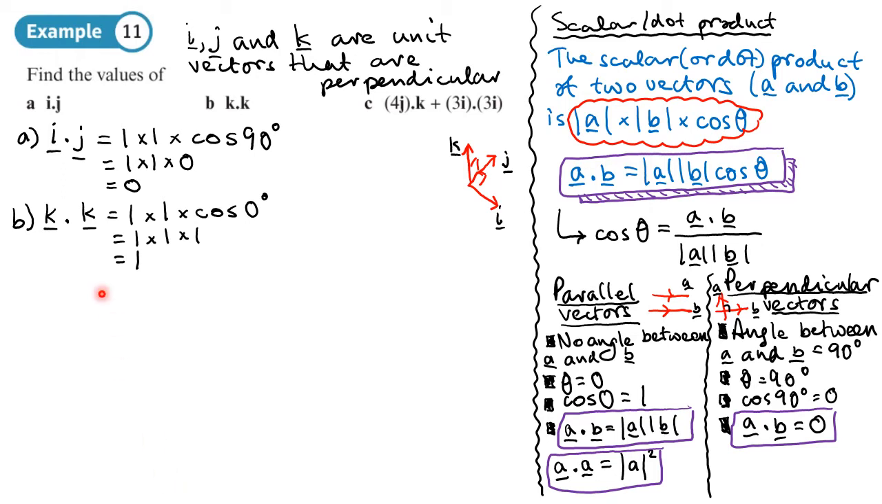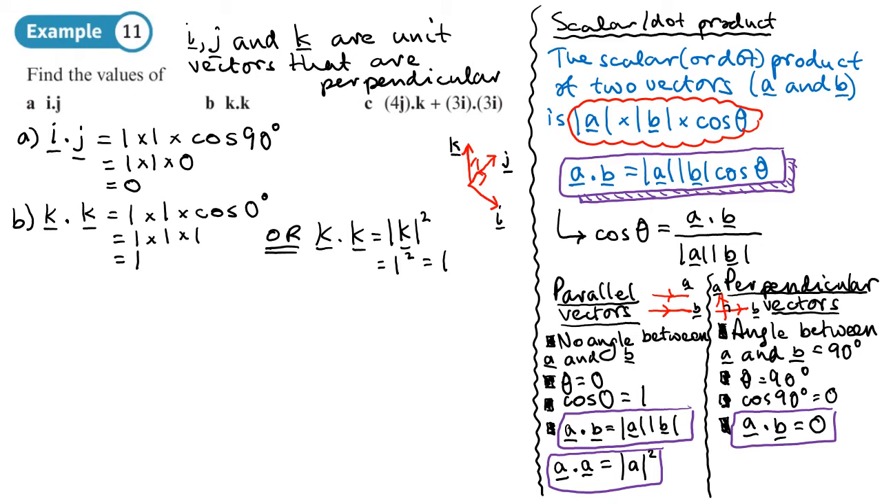Now we could have also worked out this answer here by using this definition. Another way of doing it would be saying, well, it's the length of K squared. So alternatively, we could have said K dot K is equal to the length of K squared. Now the length of K is 1, so 1 squared, that's 1. So we get the same answer either way.